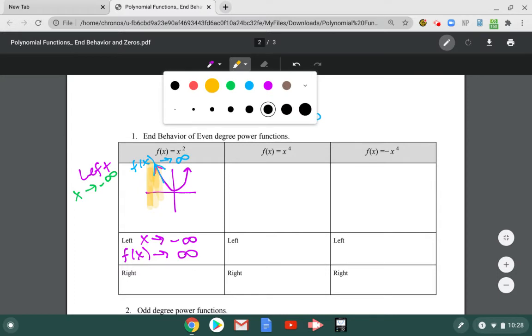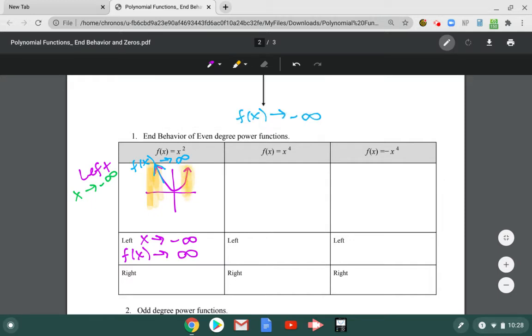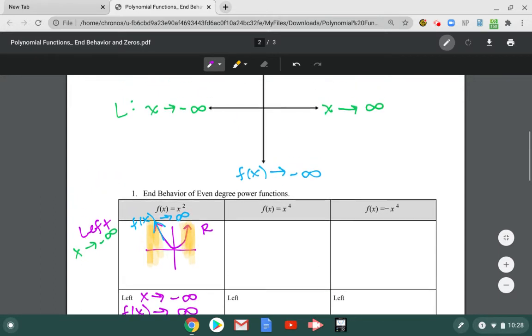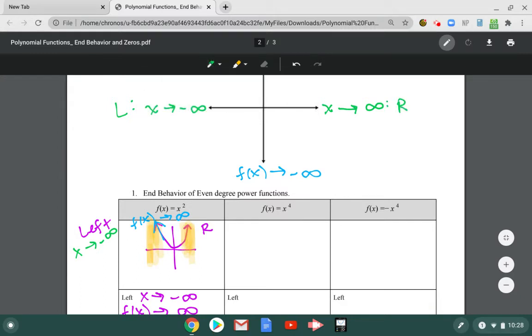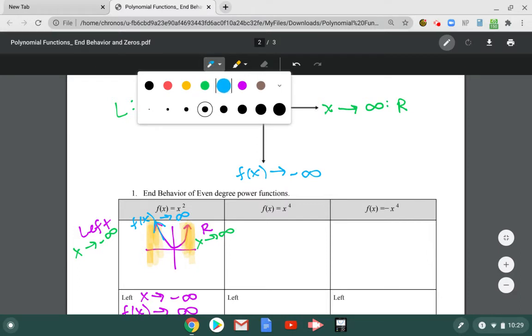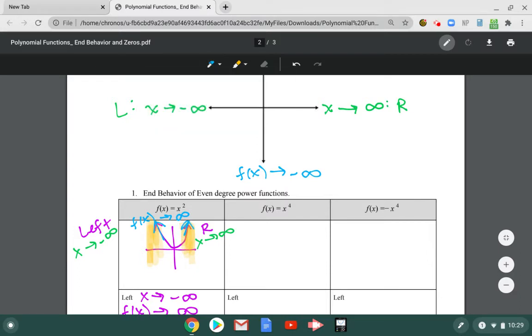Let's go ahead and do the same thing on the right. I'm going to highlight the right-hand side. I'll just do yellow again. So I'm on the right. To say right, using my notation, I need to go on the right side of the graph, which is x heading to infinity. I'm going to look to see on the right-hand side, what is my function doing? It's heading up towards positive infinity. So f of x is heading again towards positive infinity. This is my right-hand behavior.